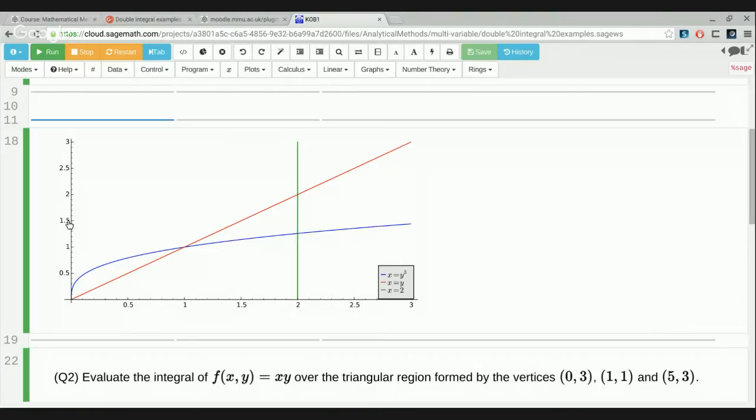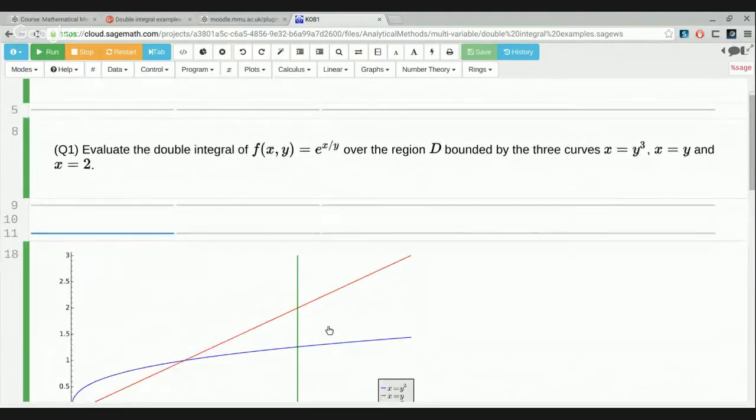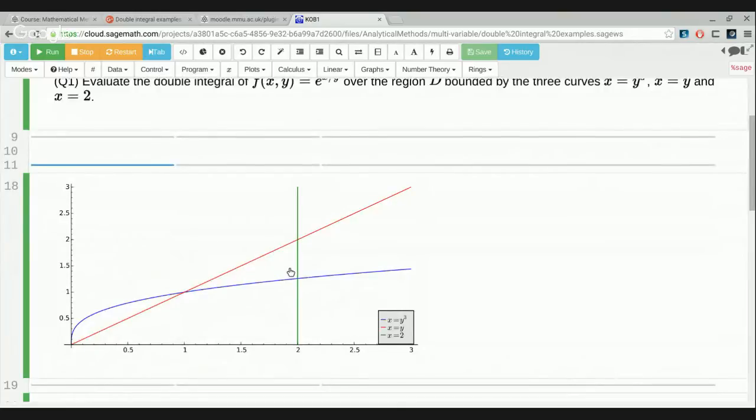For the second integral, shouldn't it be 0 and 2? No. If you made these limits 0 and 2, you'd just be integrating over a rectangle, but that's not what we're asked to do. The question asks us to integrate over the region bounded by these 3 curves, which is this inner triangle-like region in there. That's what we're trying to integrate over.